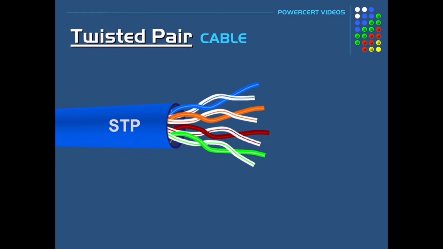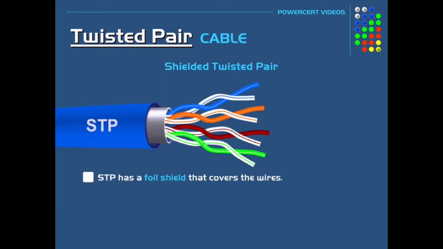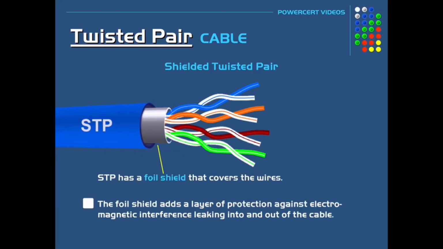And the second type is shielded twisted pair. Shielded twisted pair is very similar to unshielded twisted pair, except that it has a foil shield that covers the wires. And this shielding adds an extra layer of protection against electromagnetic interference leaking into and out of the cable. This type of cable is mainly used for industrial purposes and not so much in a home or business.